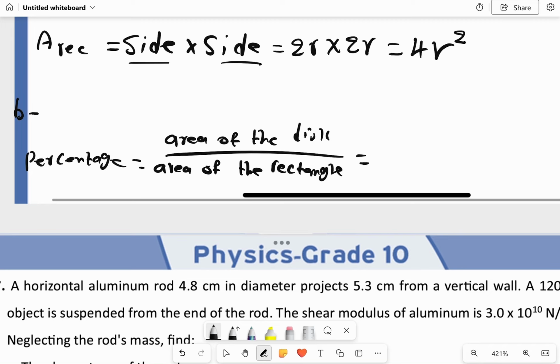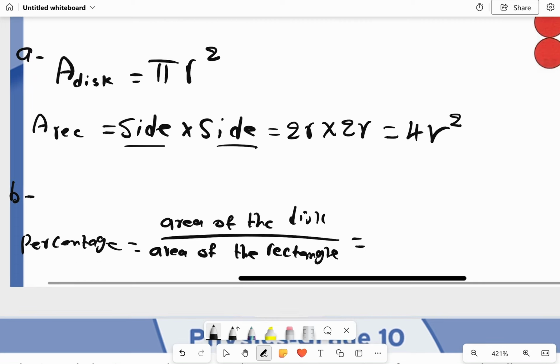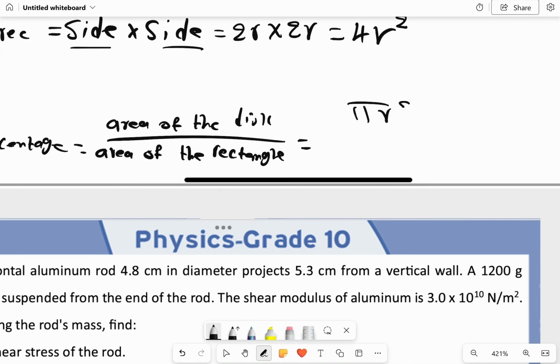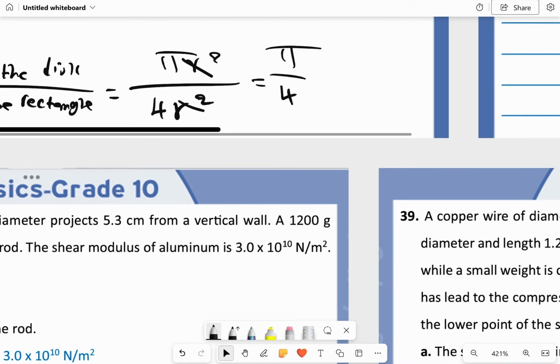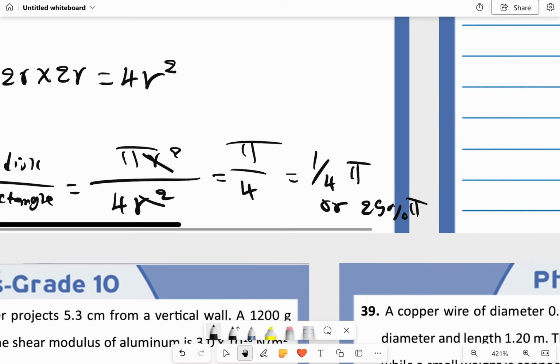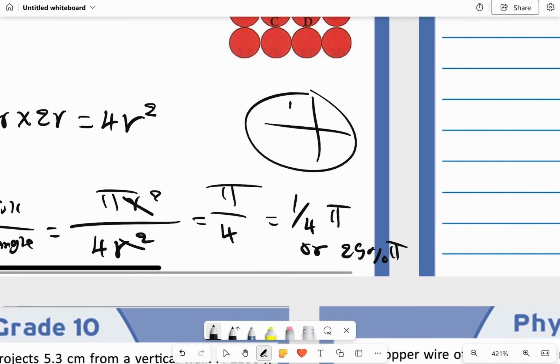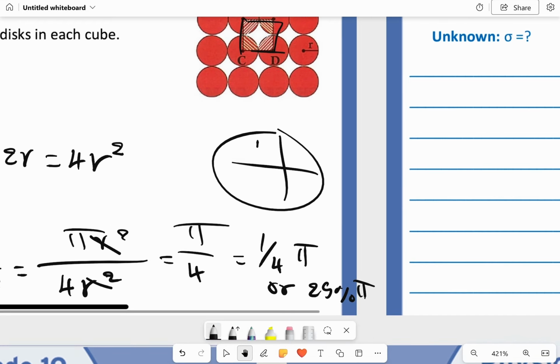Then area of the disk was equal to pi r squared. Then area of the rectangle is equal to 4r squared. So this one goes with this one, and you have pi divided by 4. Or you can say 1 over 4 pi, or you can say 25% pi, because 1 over 4 is 25%.